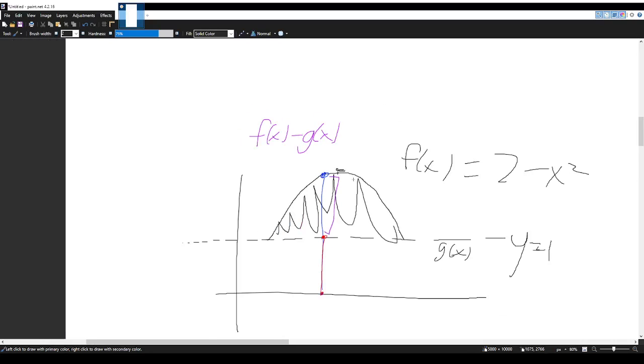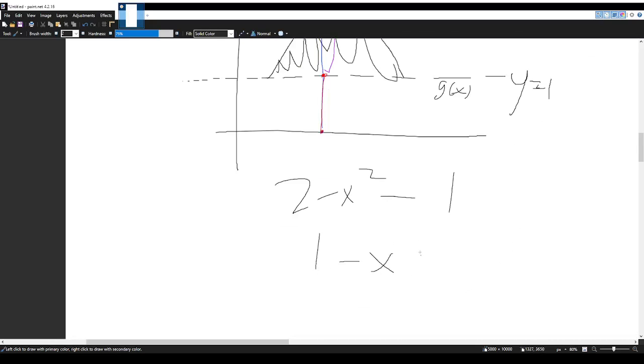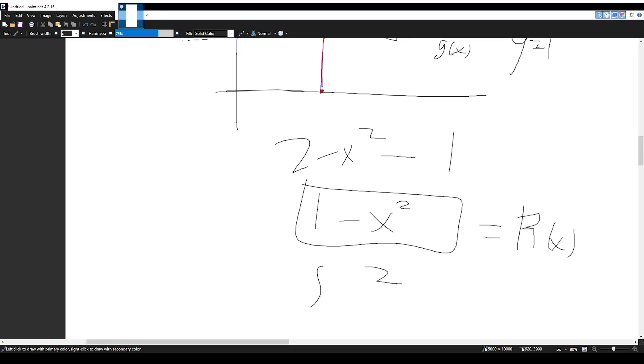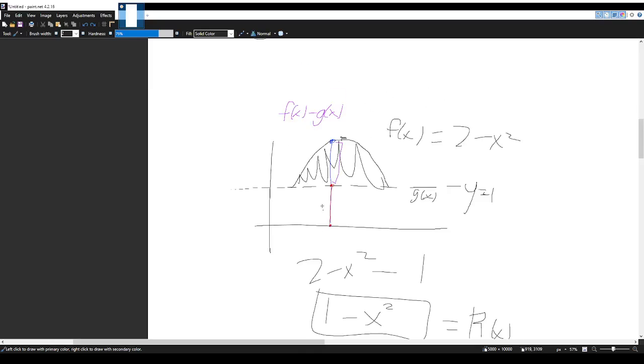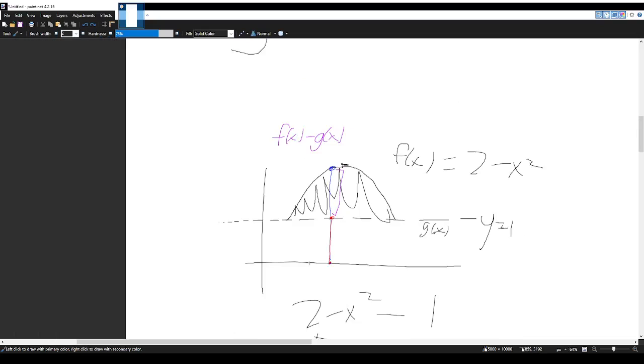So what is f of x minus g of x? Well, that would be 2 minus x squared minus 1, so that would be 1 minus x squared. And then you can use this as your radius, your big R. Then you would square it, integral pi dx, all that stuff you would do after that. So basically, it's just a matter of subtracting two things.